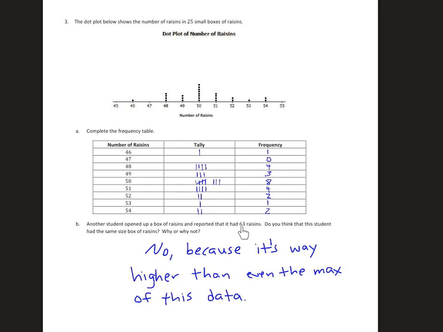And if somebody opened one that had 63 raisins, I would have to assume that it'd be a much bigger box. So I said no, not much bigger, but I said no because it's way higher than even the max of this data. I mean, the maximum is 54, and most of the time it's at 50 raisins in a box. So to have an extra 13, which is also 9 higher than the max, seems pretty much too far of an outlier to be that same size box.